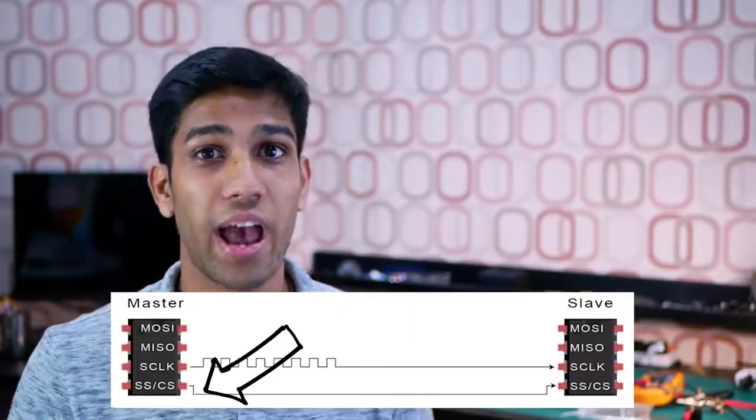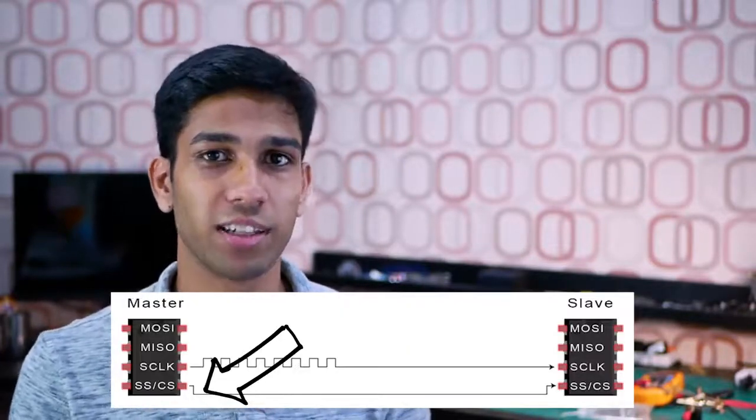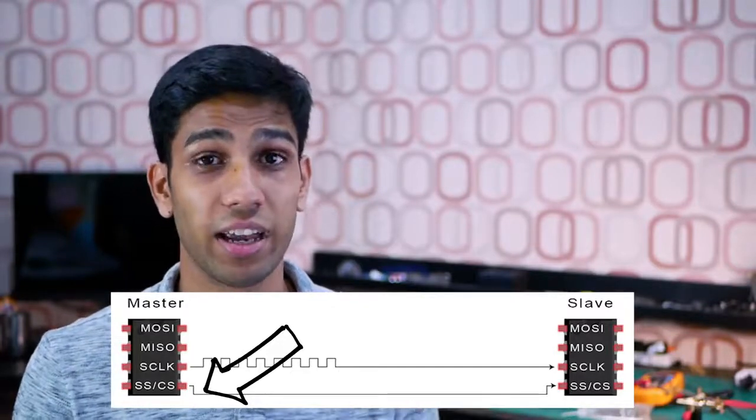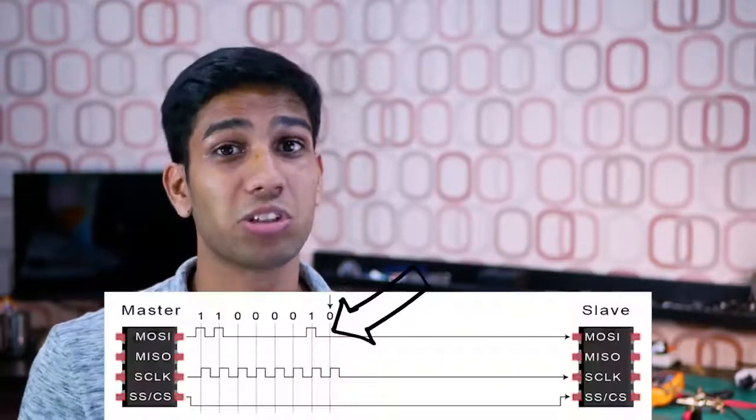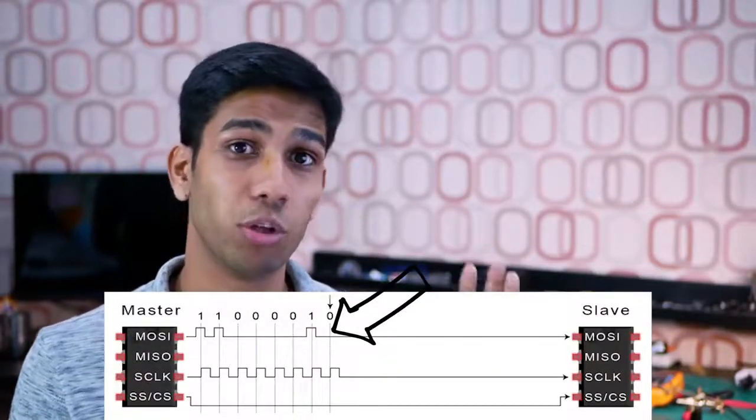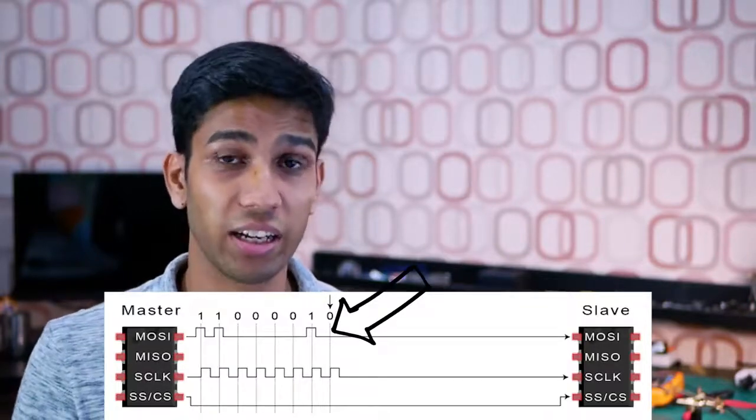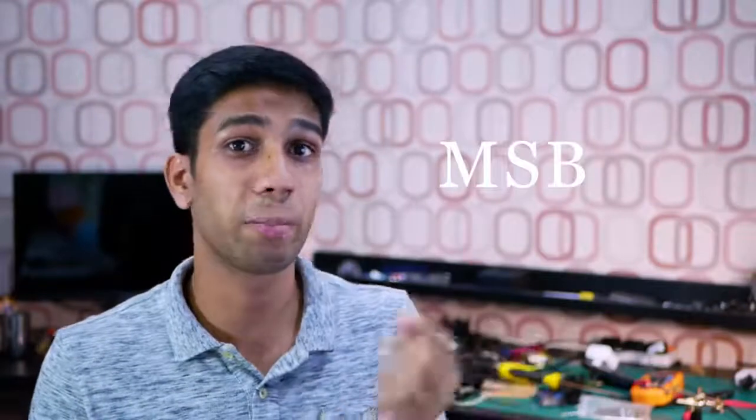Step number 2. If you have multiple slave devices, the master will pick which slave device it wants to communicate to, and it'll enable communication with that slave device by pulling the slave select line down to a lower voltage. Step number 3. Here's where the actual data communication happens. The master will actually transmit information to the slave with the master out slave in line that we talked about earlier. Now the master can send the information with the most significant bit first or the least significant bit first. This depends on the slave specification.